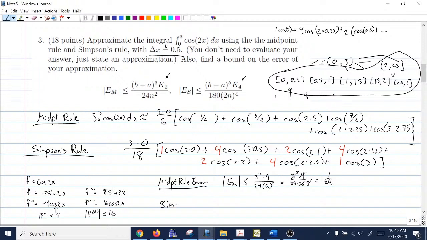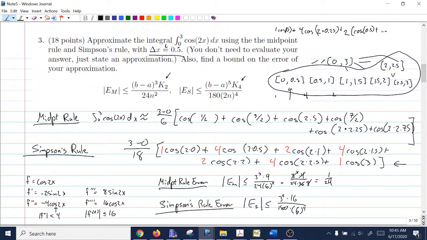What's the Simpson's rule error? It's at most, the length of the interval is 3 to the 5th, K4 is at most 16, over 180 times 2n to the 4th. 2n is how many intervals. If I'm using this cut in half version, the number of intervals is 6. We had 3 pairs of intervals, so my 2n is now 6.